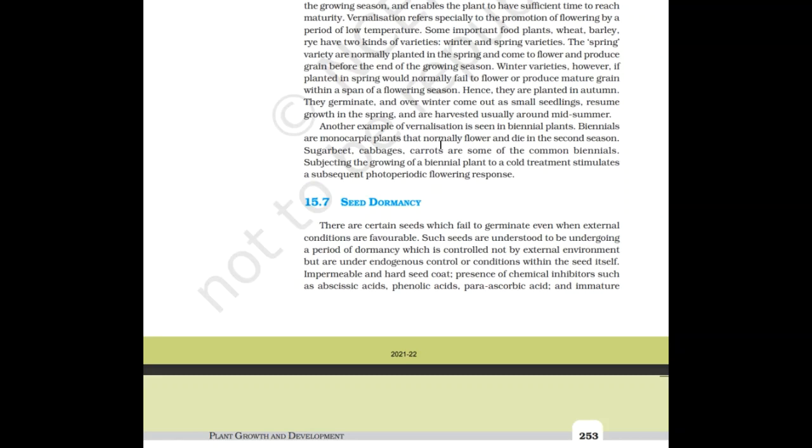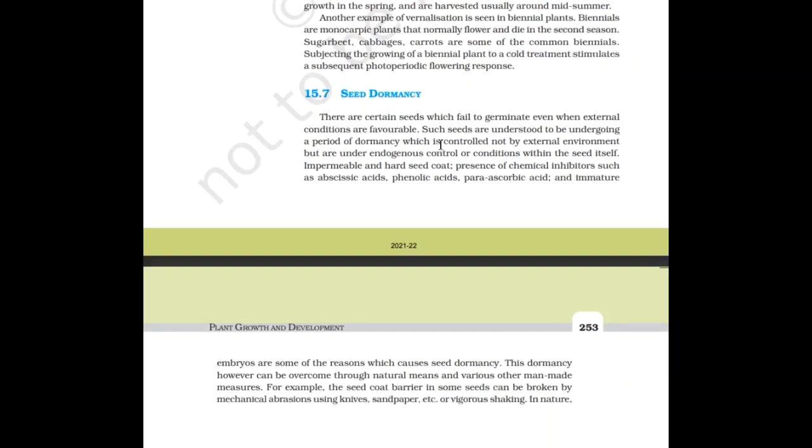Another example of vernalization is seen in biennial plants. Biennials are monocarpic plants that normally flower and die in the second season. Sugar beet, cabbage, carrot are some of the common biennials. Subjecting the growing biennial plant to a cold treatment stimulates a subsequent photoperiodic flowering response.